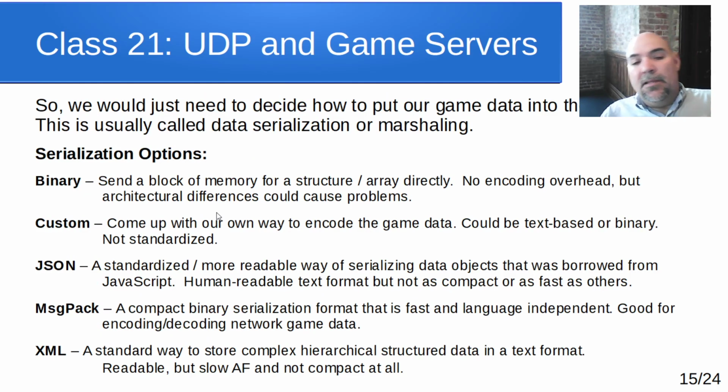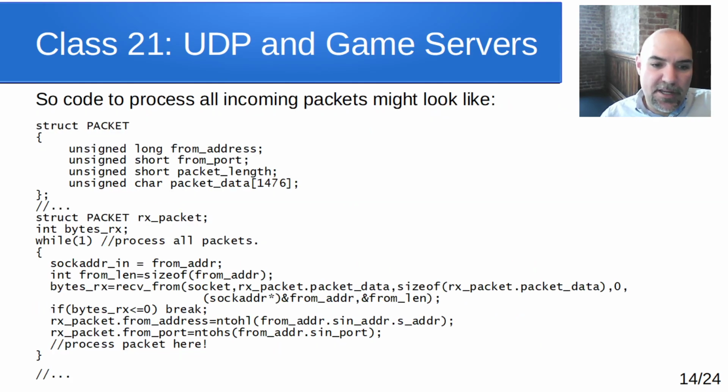Now, the idea here is we just need to decide how to put our game data into the packets. In other words, into this array here. Really you could make the UDP packets larger, but you risk that fragmentation problem, so generally we'll try to keep it below this size. So we need to determine how we're going to stick game data into this packet data array. So how do we do that?